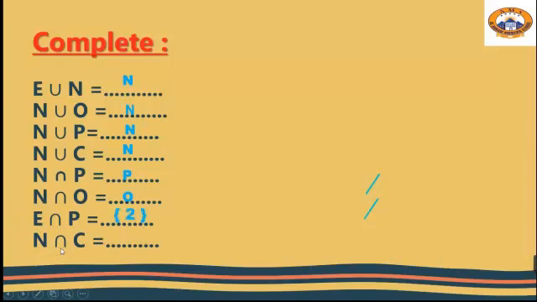Natural number intersecting the counting number. Mother, the natural; baby, the counting. So my answer will be the baby, the counting numbers.